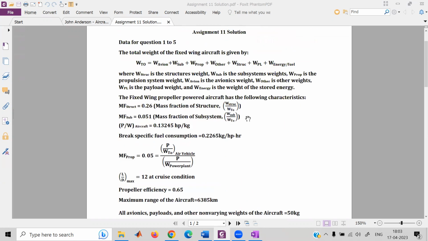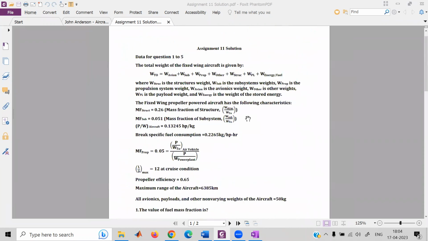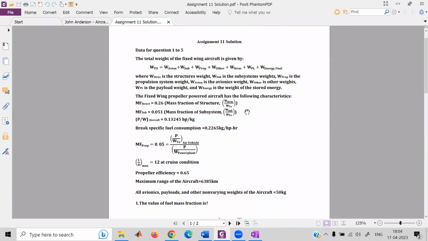Okay, so you can see there are 5 questions, and the question is very large. But the first question is to find the value of the mass fraction. Okay, so we'll try to do that.